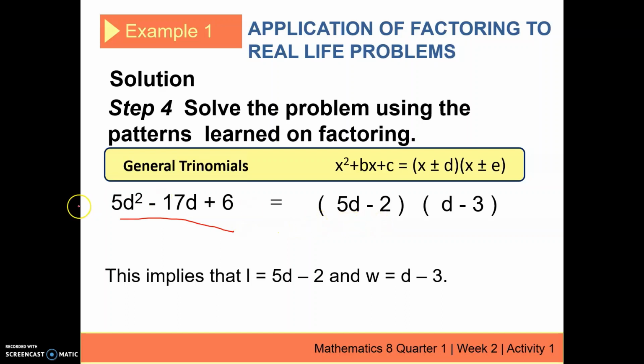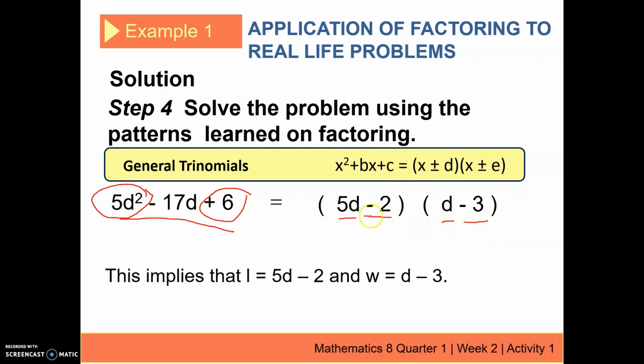How do we do that? First, we have to factor the first term. So the only factors of the 5d squared is 5d times d. Next, we have to factor the last term, positive 6. In this situation, there are a lot of factors that we can apply. So we have to exhaust all of the factors until we arrive at the correct answer. So let's say we will use the negative 2 and the negative 3 as the factors of positive 6, because negative 2 times negative 3 equals positive 6.